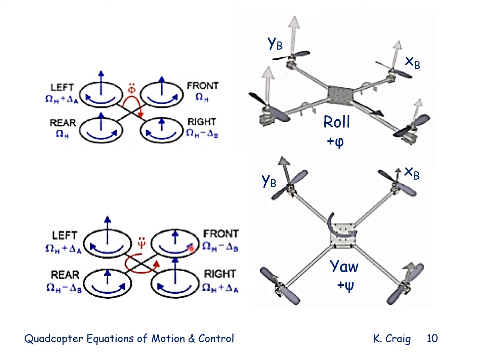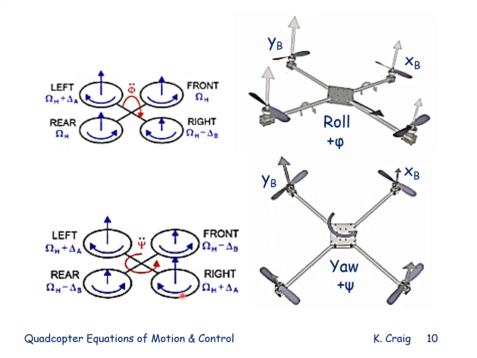And so if we want to have a positive yaw angle, we then need to increase the speed of motors 2 and 4, as indicated by the positive delta, and decrease the speed of motors 1 and 3.